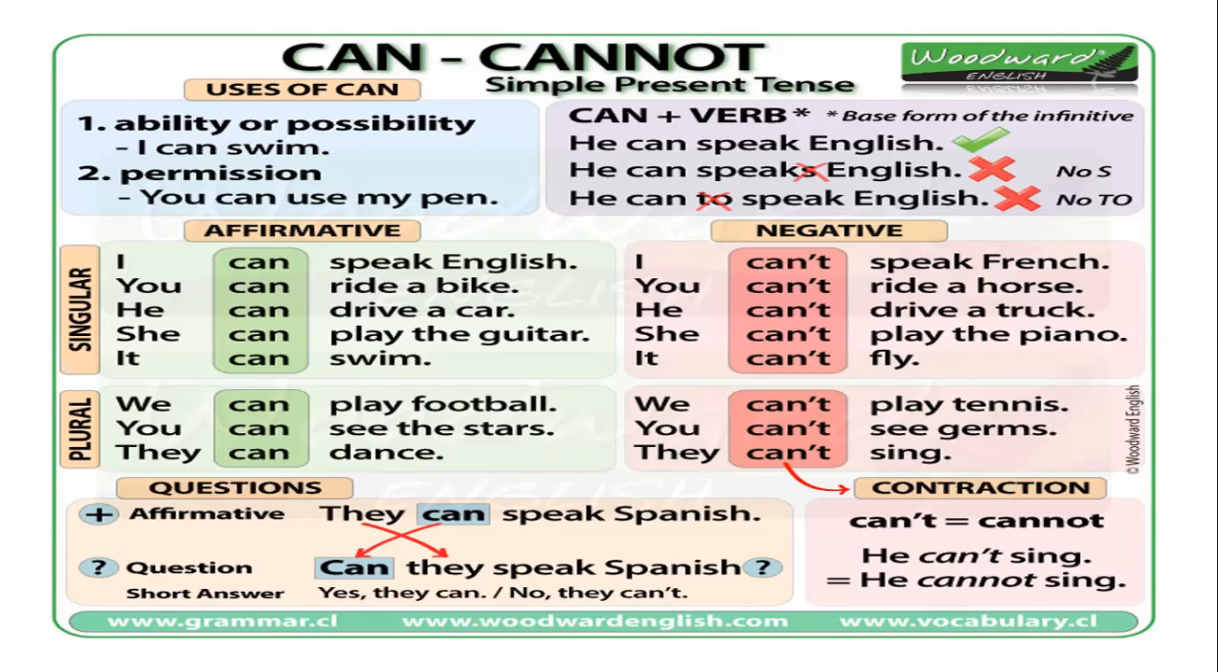And the person can say, yes, you can use it. You can use my pen. But this is not a very formal request. That is informal.